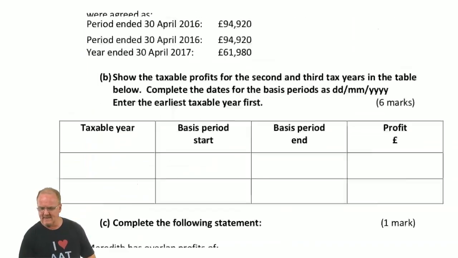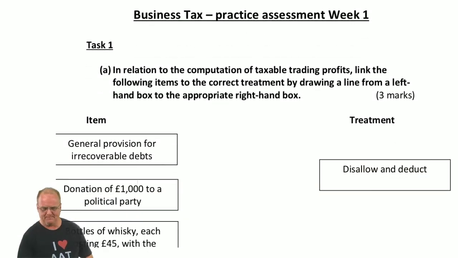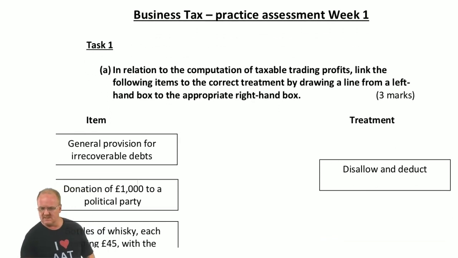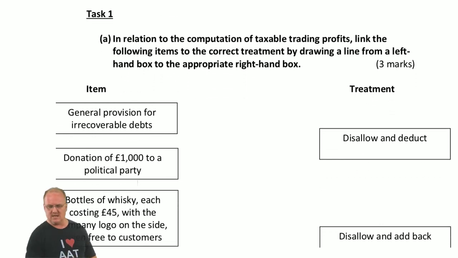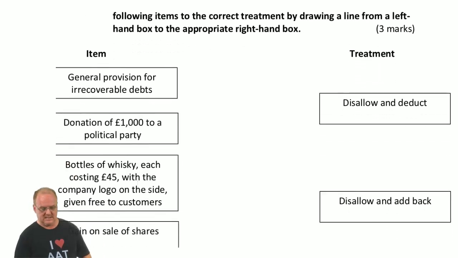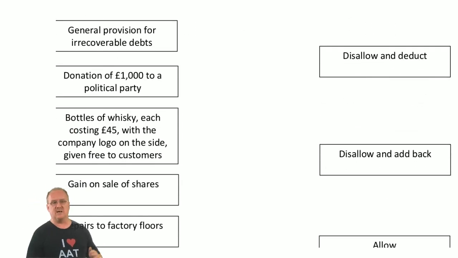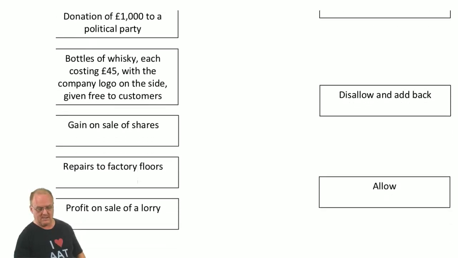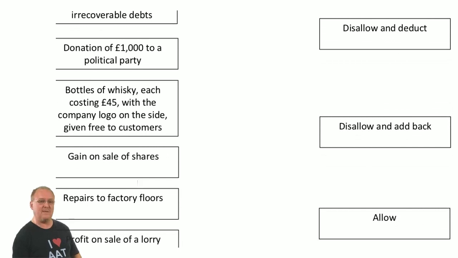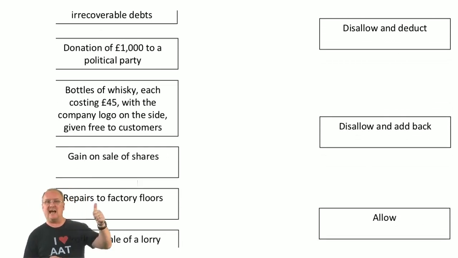So if we head back up to the top, we can see Business Tax Practice Assessment, and here we have a task number 1. Now in this task, you are going to be asked to look at a series of items that you can see on the left-hand side of the screen. There are 6 of them in total, and you've got to decide whether these items in the tax computation are going to be disallowed and deducted.